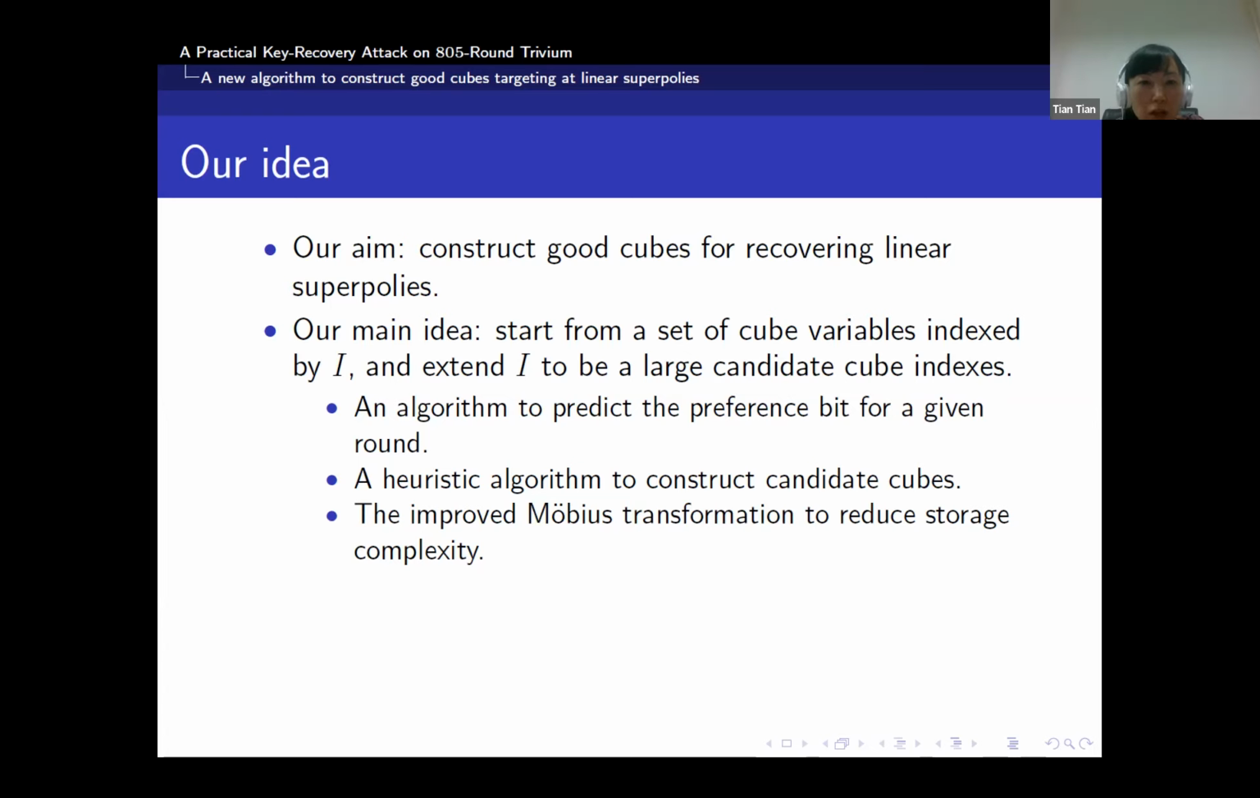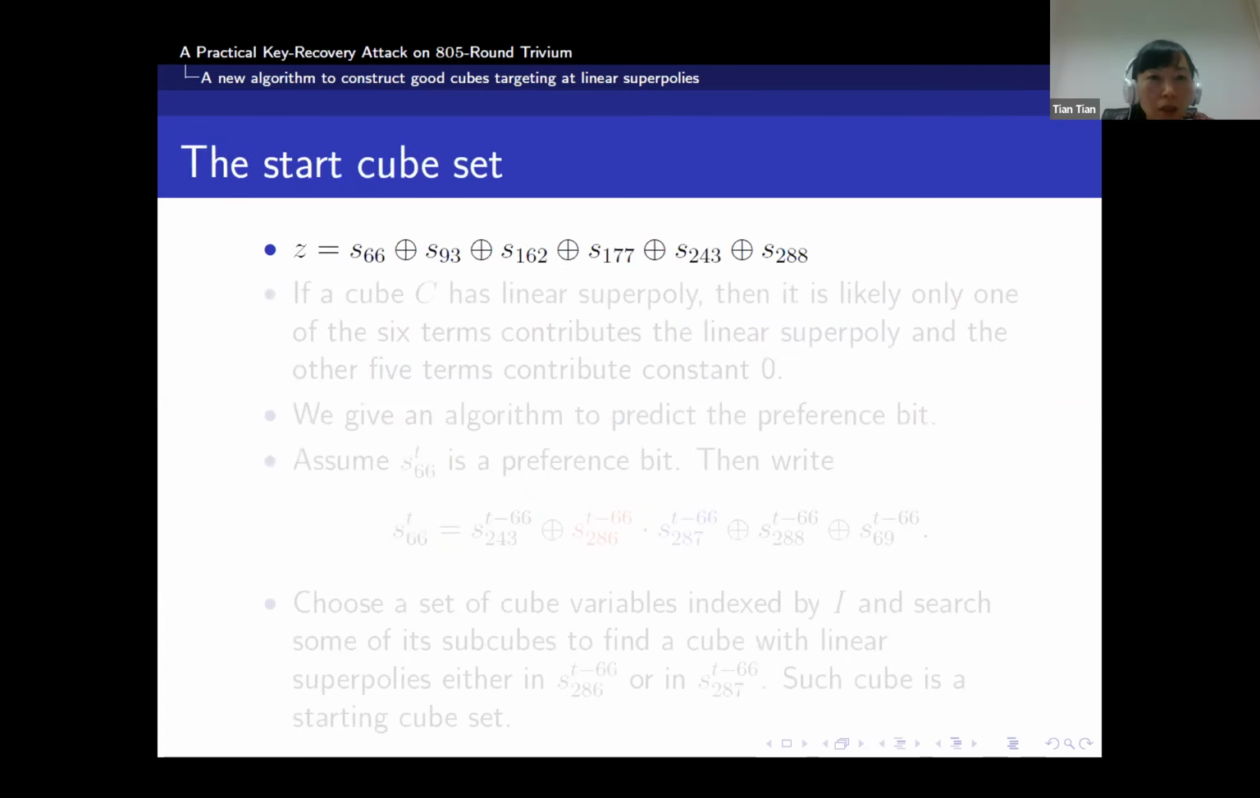In this paper, there are three main algorithms. One is an algorithm to predict the preference bit for a given round. The second is a heuristic algorithm to construct candidate cubes. The third one is the improved Möbius transformation to reduce storage complexity.